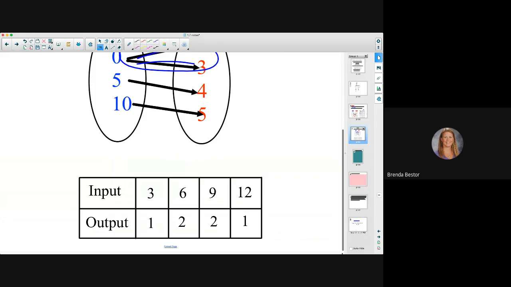It didn't say anything about the output. It just said if you put in an input, only one output came out. So if we put in a 3, we only got a 1. We didn't repeat the 3, the 6, the 9, or the 12. This had 2 different repeats. Doesn't matter. That's okay. It had 2 different repeats in it. That's okay. Yeah, it is still a function. Having a repeat of these numbers and these numbers is actually okay.